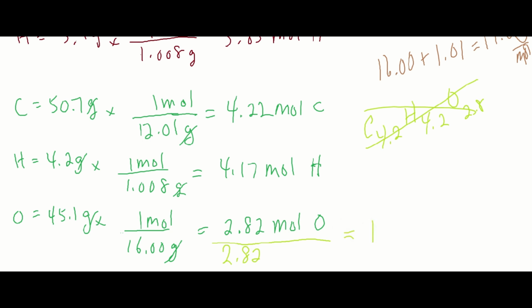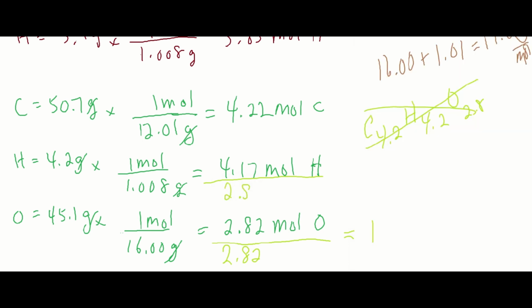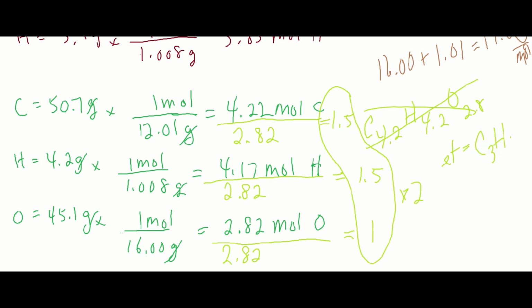So 2.82 goes into itself one time. So that's very close to 1.5. These results are usually going to be very close to whole numbers, a half, a third, something pretty obvious like that. And this is the same deal. So we're not done yet because these are still not whole numbers. So we'll multiply through by 2 and we'll get the lowest whole number ratio. So the empirical formula is C3H3O2.